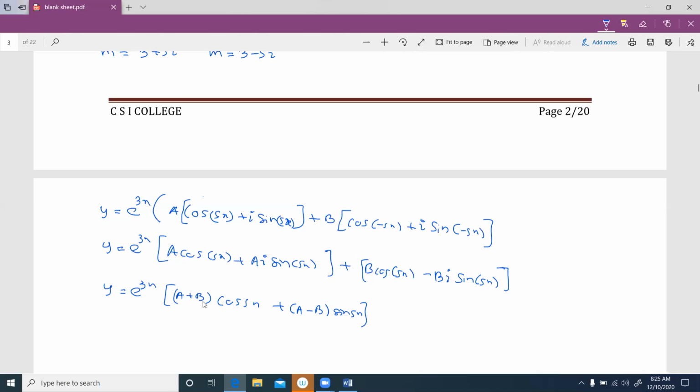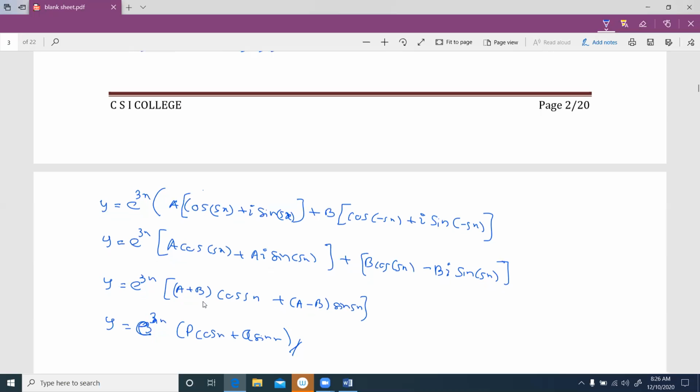So with that, finally, because a and b are still not decided over here, there you can say e to the power 3x times p cos 5x plus q sin 5x. That's the answer for this. Is that clear? Yes, sir. That's right.